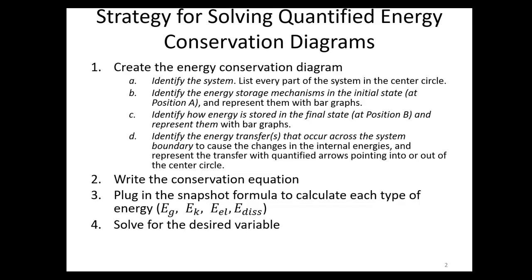First, you make the energy conservation diagram the same way that you have done it for qualitative cases. Write the energy conservation equation. Okay, this is where you start doing something new. For each type of energy, for example gravitational, kinetic, elastic potential, or dissipated, you plug in the snapshot formula for how to calculate that type of energy. And then you solve for the desired variable.